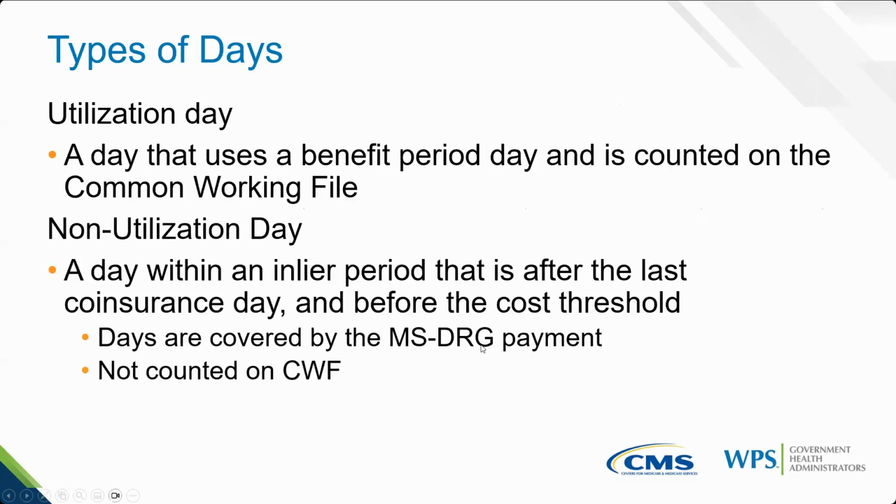So Medicare does recognize two types of days, and we've talked a little bit about this, but I want to make this as clear as possible when we talk about outliers. A utilization day is a day that uses a benefit period day. In other words, part of that 30, 60, and that additional lifetime reserve 60. So it's part of those 150 days. It is counted in the common working file.